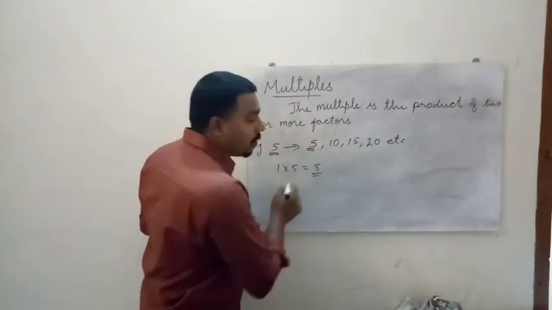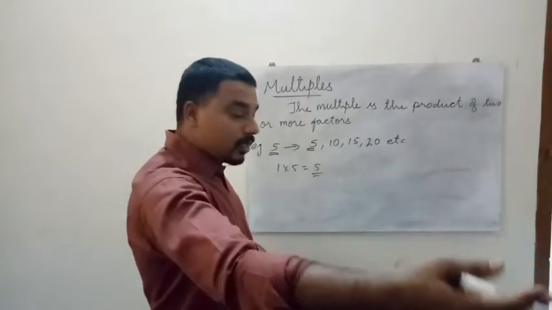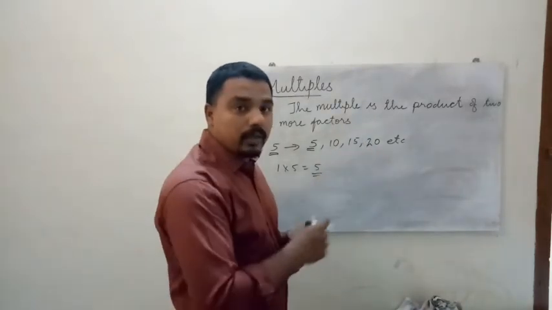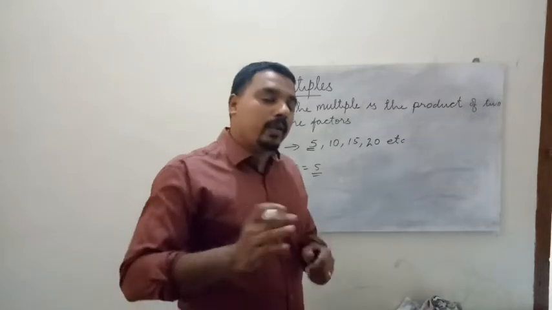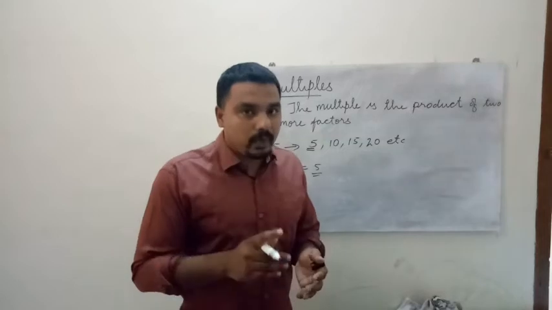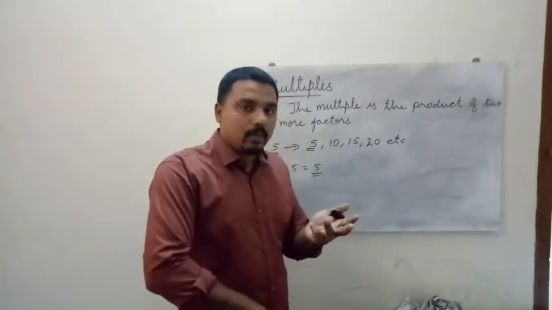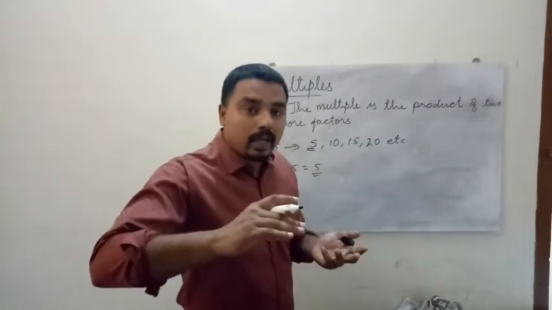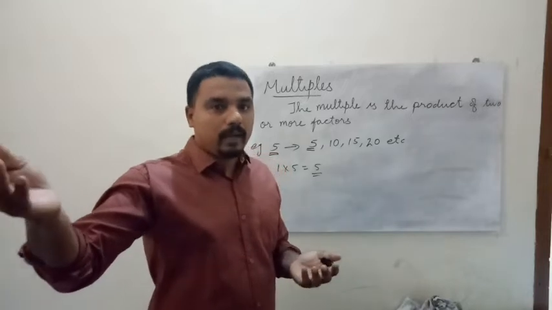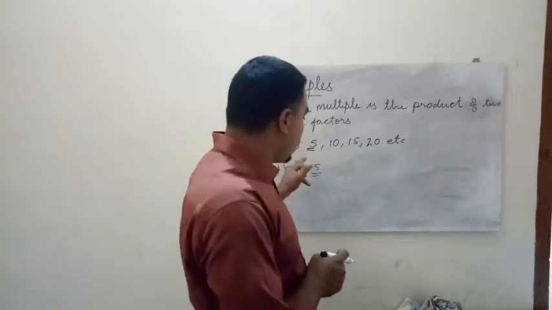What is the first multiple? 5 only, either equal to that number or greater than that number. Next is 10, 15, 20, etc. These are the main differences between the factors and the multiples. Factors are either equal to that number or less than that number, but multiples are equal to that number or greater than that number. Clear? So these are the main differences of multiples and factors.